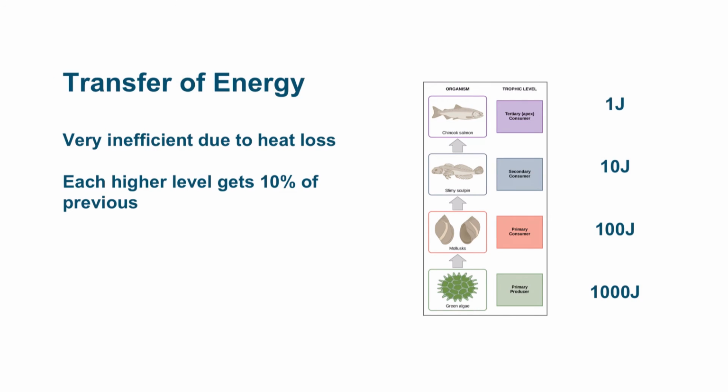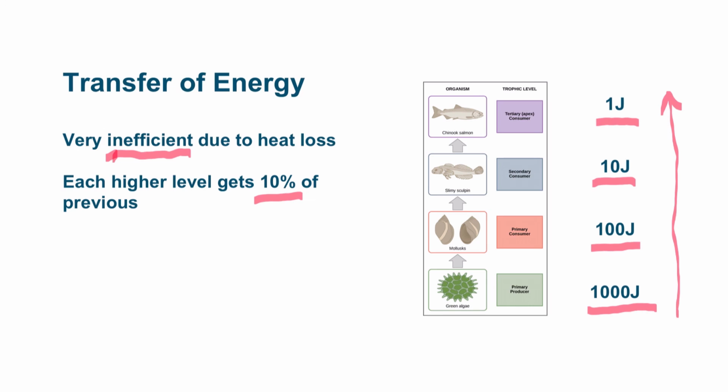The transfer of energy in ecosystems is actually very inefficient, and that's because organisms lose heat during the process of metabolism. Each higher level up the trophic structure gets only 10% of what the previous level had. So if we start out with primary producers having 1,000 joules of energy, the primary consumers only get 10% of that, which is 100 joules. And then the secondary consumers only get 10 joules, and the tertiary consumers only get 1 joule. So there's a very inefficient transfer of energy going up the trophic structure.